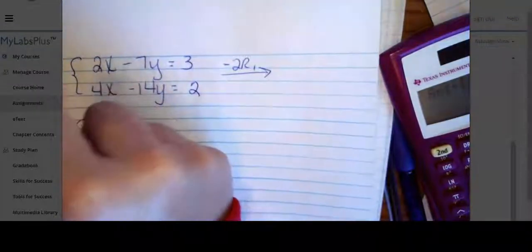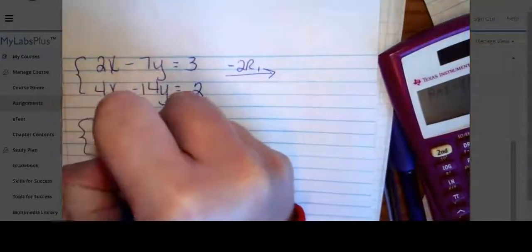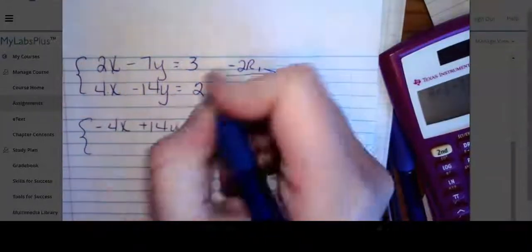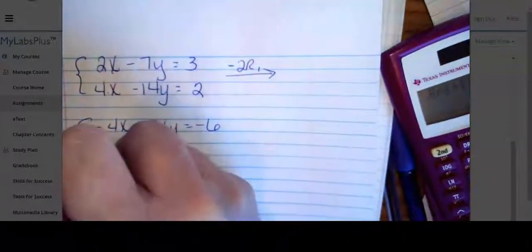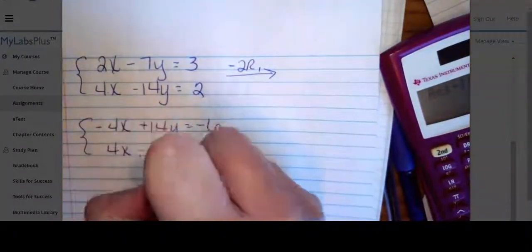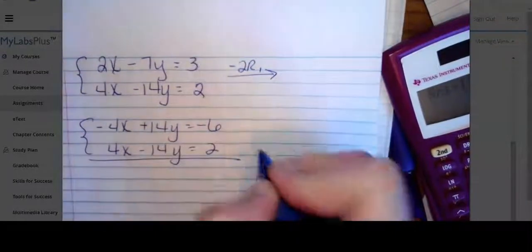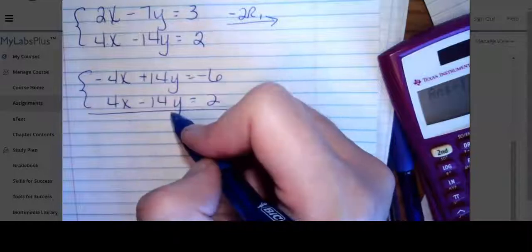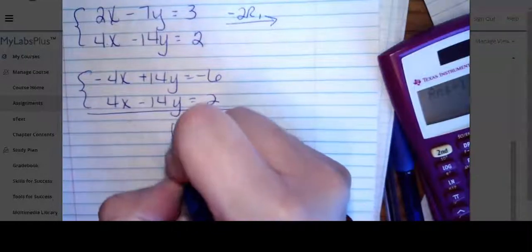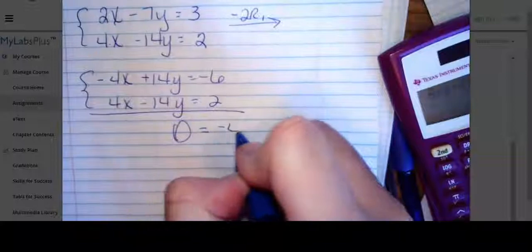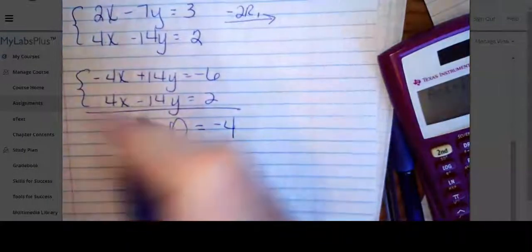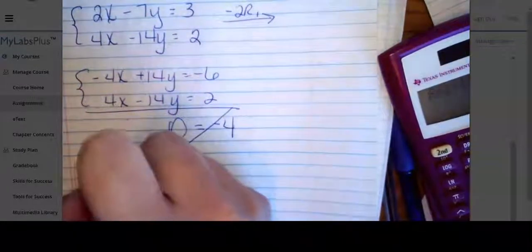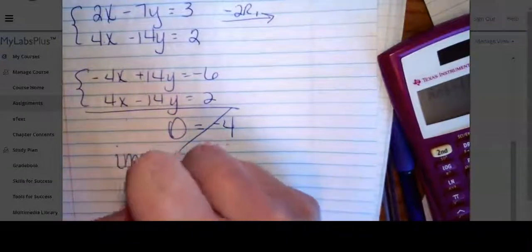So that gives me negative 4x plus 14y equals negative 6. This bottom row didn't change. And now I start adding. So how many x's do I have? None. How many y's do I have? None. So I have 0 equals negative 4. Is that possible? No. Okay, that's impossible, which means these are parallel lines.